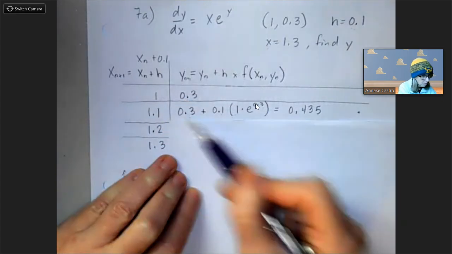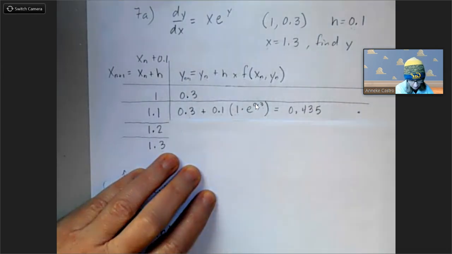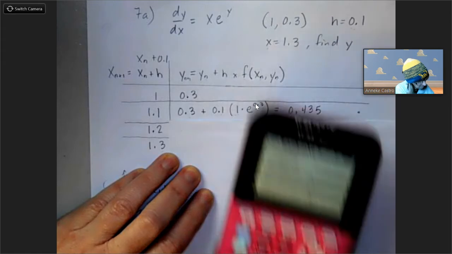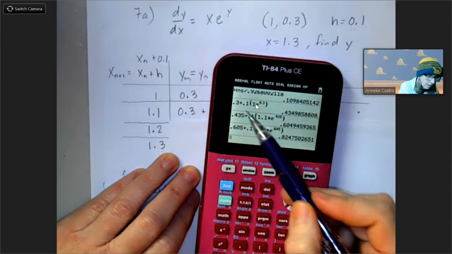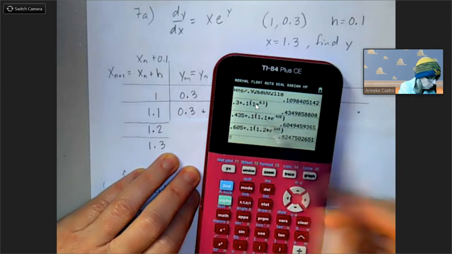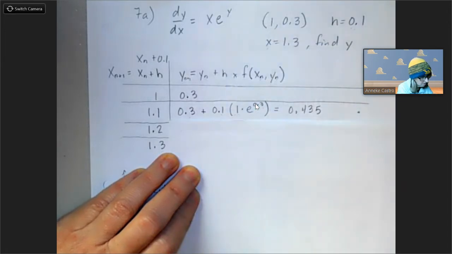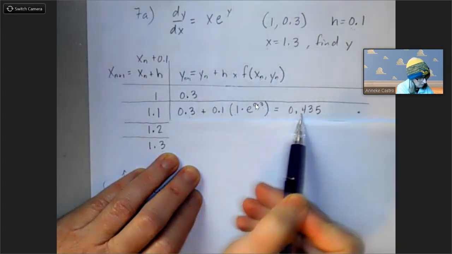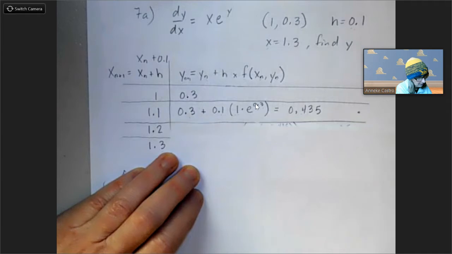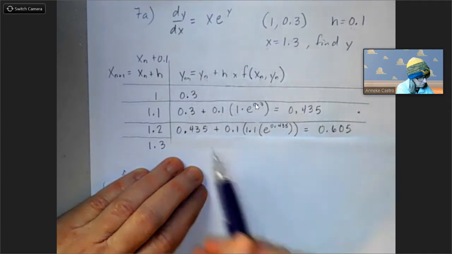Then if I multiply that out and put that in my calculator, here it is: 0.3 plus 0.1 times 1 times e to the 0.3, I get 0.435. All right, so now I have a new y value. So this is now my y sub n. For the next step, I'm going to start with this.